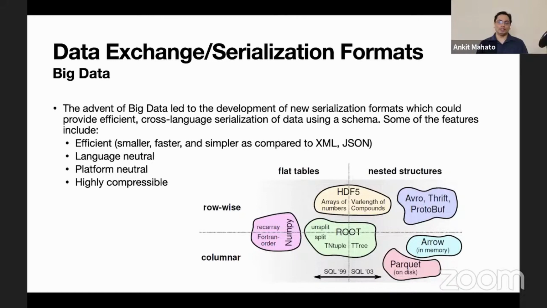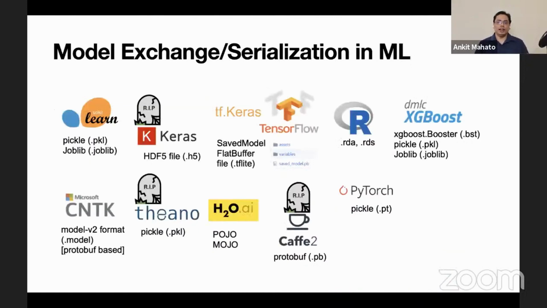But due to big data, a lot of new serialization formats have emerged, which are efficient, and they are language neutral and also platform neutral. A very famous format is HDF5, and then there are new age formats like Avro, Protobuf, Thrift. These are some of the new formats which have emerged due to big data, and they are language neutral and efficient. So we can look into such formats to create our model interchange format. And this is the current landscape of model exchange serialization in machine learning.